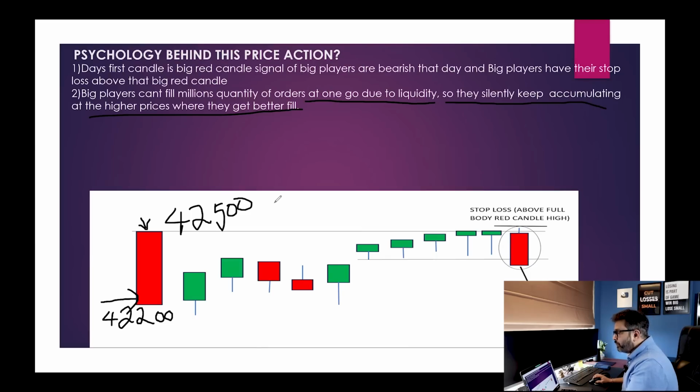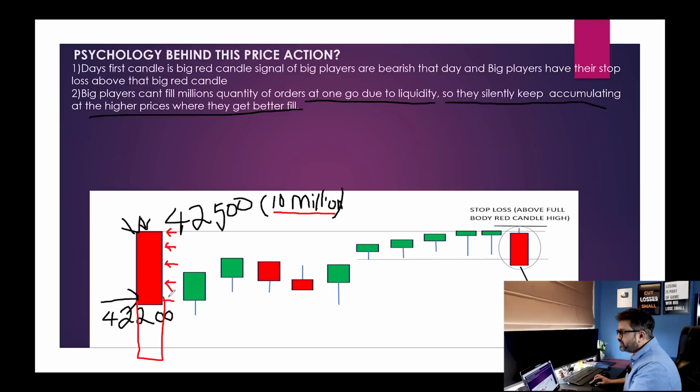So assume these big players have a 10 million order and they have to place a sell order. Just remember, if they sell all 10 million here, what happens? It makes a huge red candle. Maybe in a single candle you will see almost 700 points down, right? And another thing is that the entire 10 million will not get filled at this price. Since price is going down, his first 1 million gets filled here, the next 1 million gets filled lower, and the next 1 million lower again. Like that, he will not get the best price.